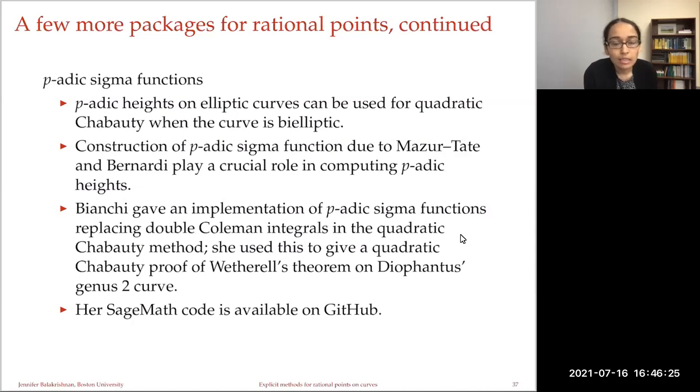computing p-adic heights. And as part of her PhD thesis, Francesca Bianchi gave an implementation of p-adic sigma functions replacing double Coleman integrals, and applied this to the quadratic Chabauty method, and used this to give a quadratic Chabauty proof of Wetherell's theorem on Diophantus's genus 2 bielliptic curve. And Francesca has some very nice SageMath code that's available on GitHub as well.